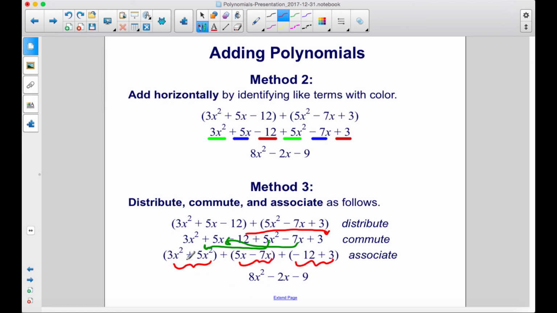And as you can see, 3x squared plus 5x squared gives you 8x squared, 5x minus 7x gives you negative 2x, and negative 12 plus 3 gives you negative 9.